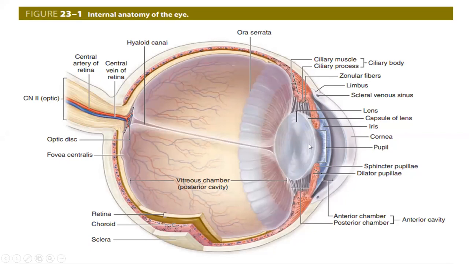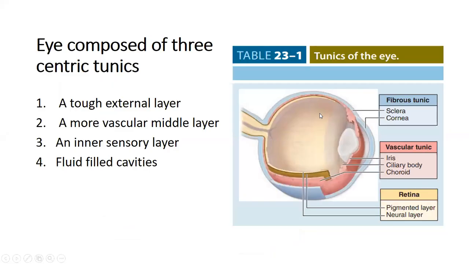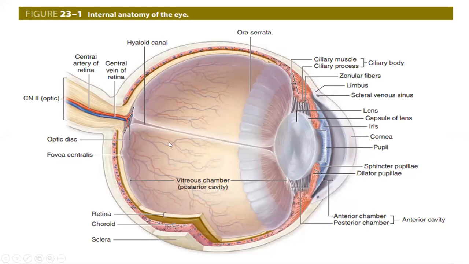Now the second layer is the uveal tract or the vascular layer. You can appreciate that this is the iris, then the ciliary body, and the third, posterior part is the choroid. So this is the vascular layer. Now the innermost is the neural layer, this one. This is the retina, and the retina is made up of neuronal cells that are responsible for projecting the image to the brain.